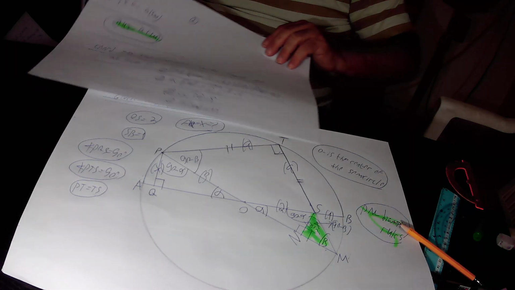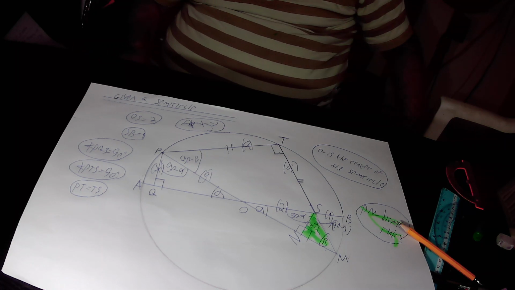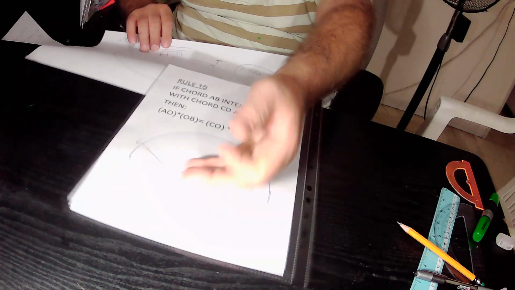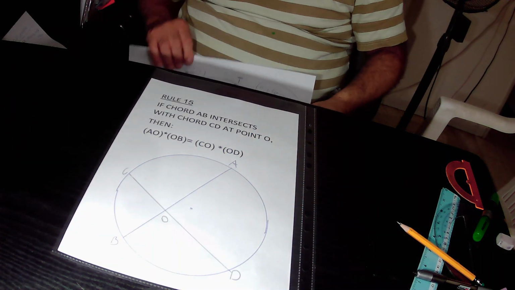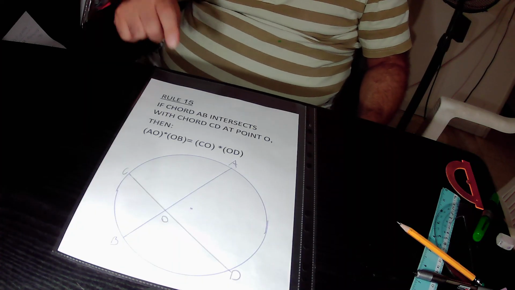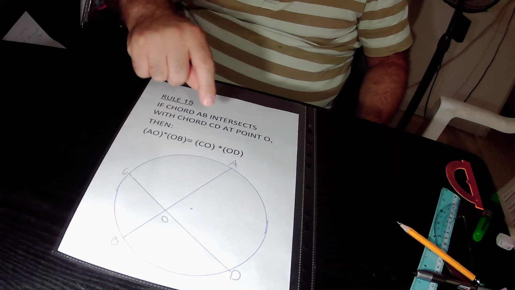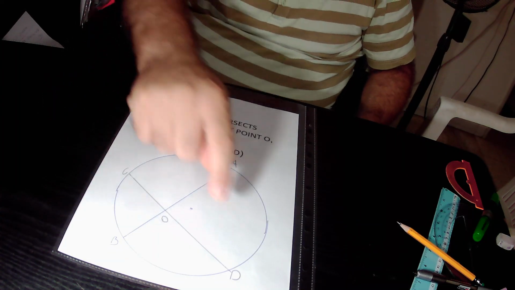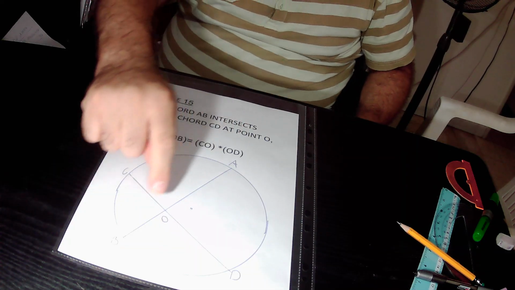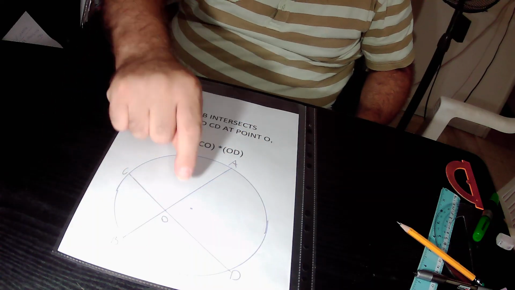Here, we can implement rule 15. So repeat quickly on rule 15. According to rule 15, if chord AB intersects with chord CD at point O, then the following equation is true: AO times OB equals CO times OD. So in the drawing we have a circle, and we have chord AB that intersects chord CD at point O. So in this domain, the following equation is true, that AO times OB equals CO times OD.